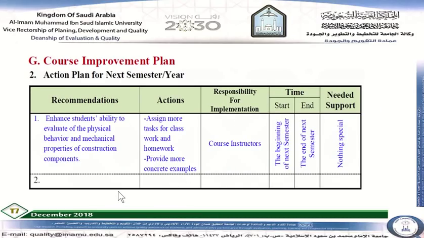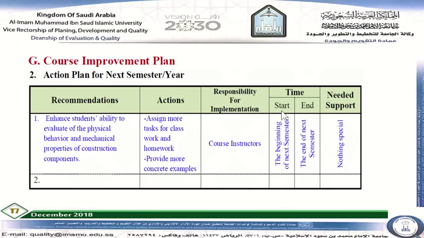Again, with the course improvement plan, you have the action plan for next semester. Like I said, they have a problem with some of the learning outcomes, as you can see from the course learning outcomes table, I think the third section. So here they have a problem with enhancing students' ability to evaluate the physical behavior and mechanical properties of construction components. They seem to have a problem with this learning outcome, and the action is to assign more tasks and also provide more concrete examples. The person responsible for implementing this action is the course instructors.